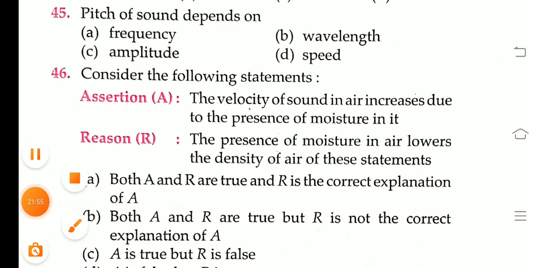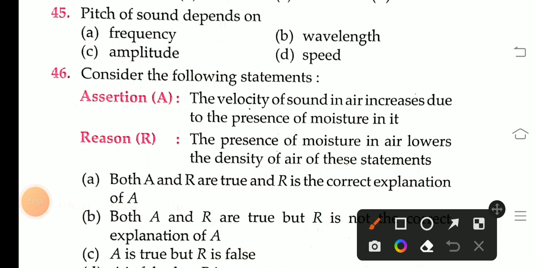Next, pitch of sound depends on. Right answer option A. Frequency.